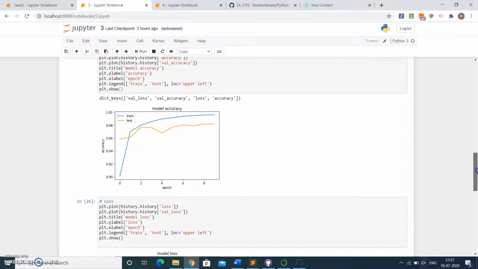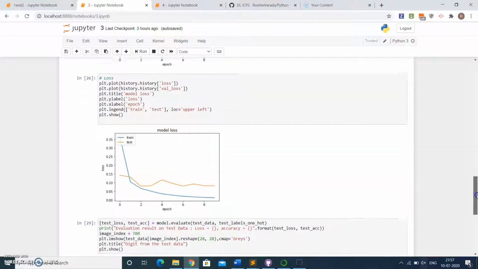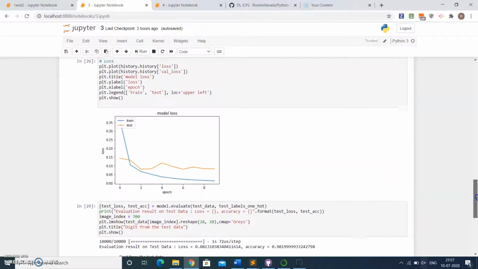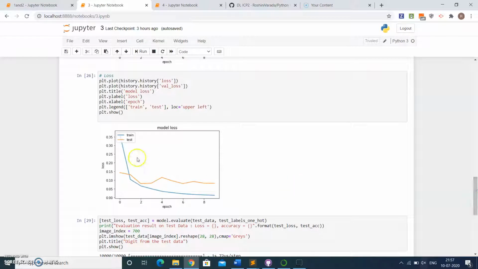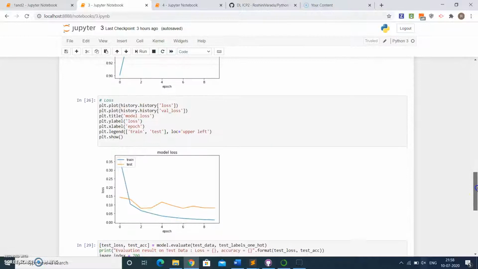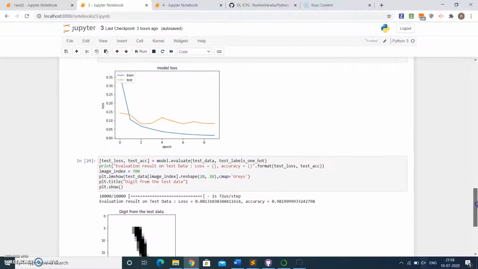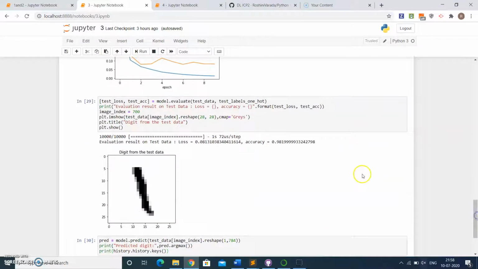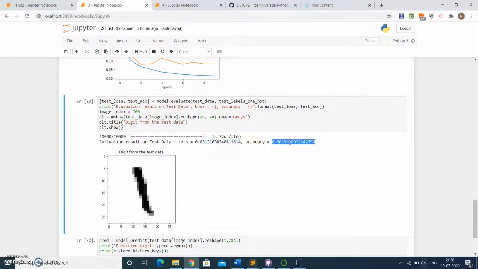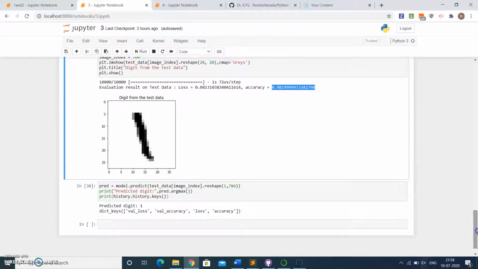The same is happening for calculating the loss also, where the loss is taken on the y-axis and the approach is taken on the x-axis, and finally we are going to calculate the loss as well as the accuracy. As you can see here, the loss value is this and the accuracy value is this one. And again we are doing the same thing, predicting the digit that we have obtained.